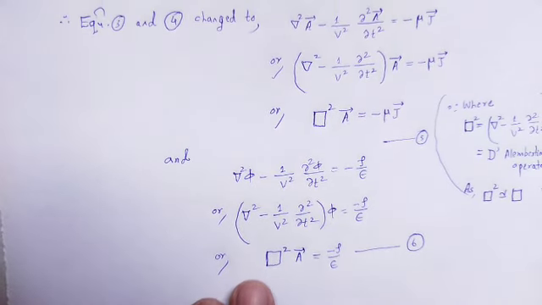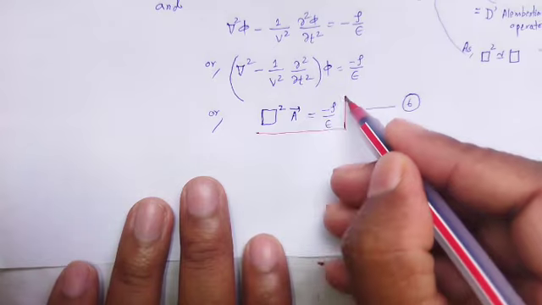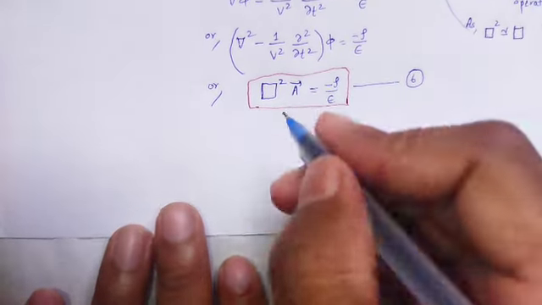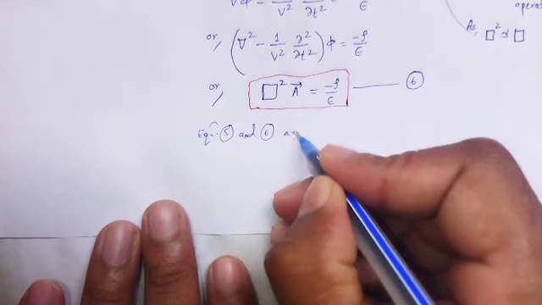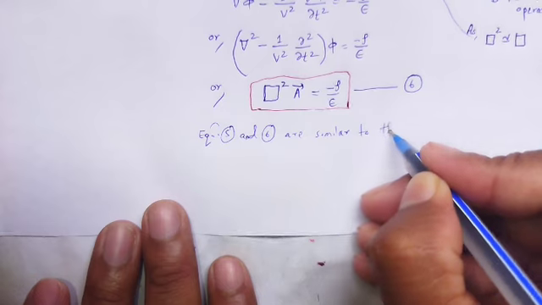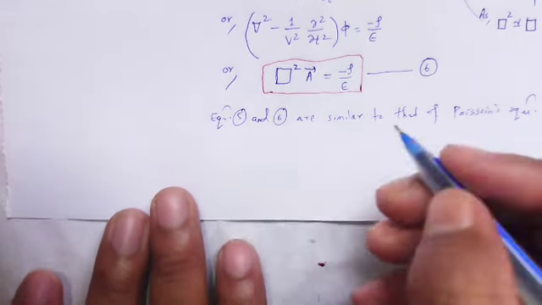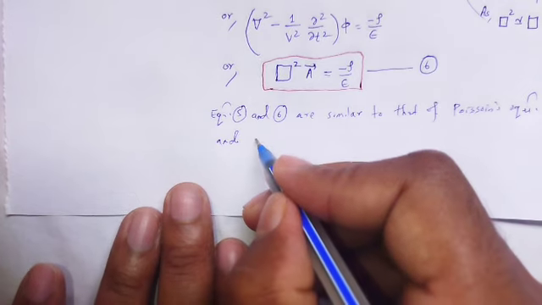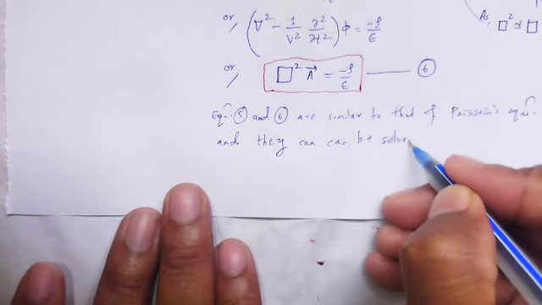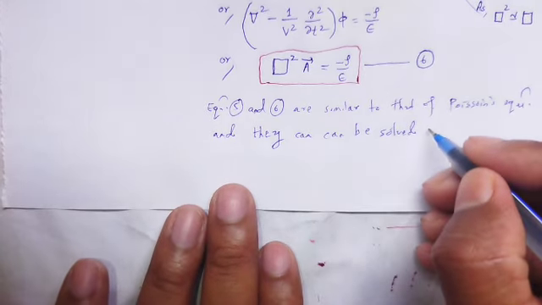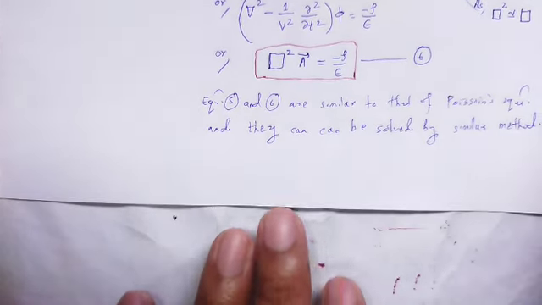Equation number 5 and equation number 6 are similar to that of Poisson's equations. And they can be solved by a similar method to solve that Poisson's equations.